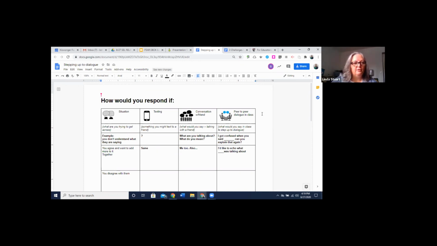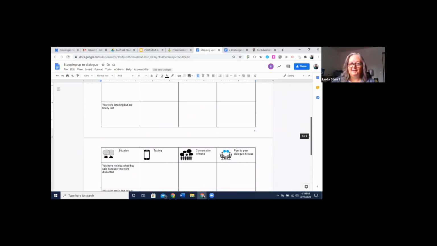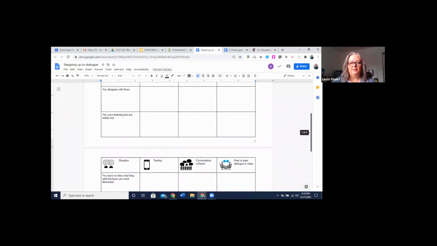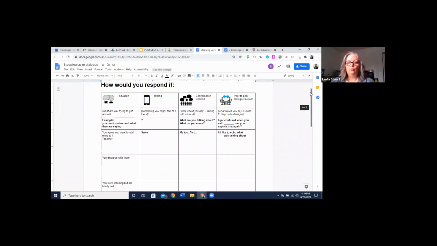And if you look, you can see the situation is on the left. And as you go down the screen, there are several different types of situations. And then if you were in that situation, what would you text to someone about that situation? And then just one-on-one with friends, a conversation with a friend, how would you respond if that were the case? And the last one, peer-to-peer dialogue in groups or in class.